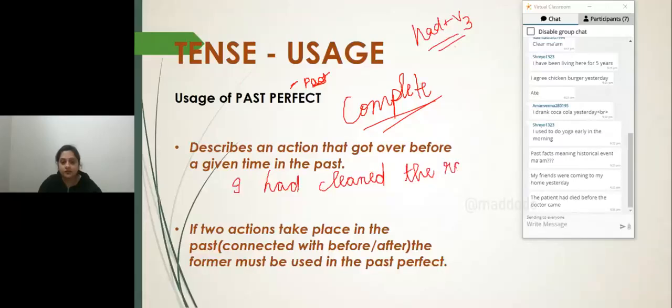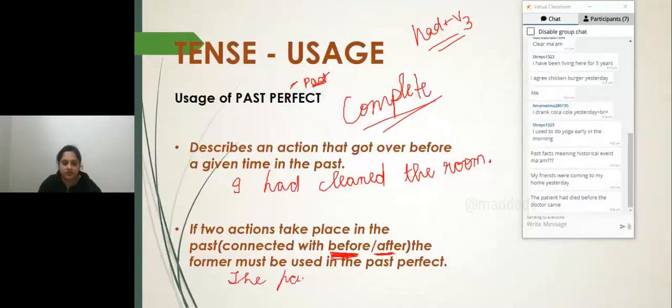I had cleaned the room. It is over. I cleaned it in the past. The patient had died before the doctor came, right? Like you mentioned, Shrey, if two actions take place in the past connected with before, after, we always use the first action in past perfect, because the first is already over. So you have to use past perfect, exactly what you gave as an example.